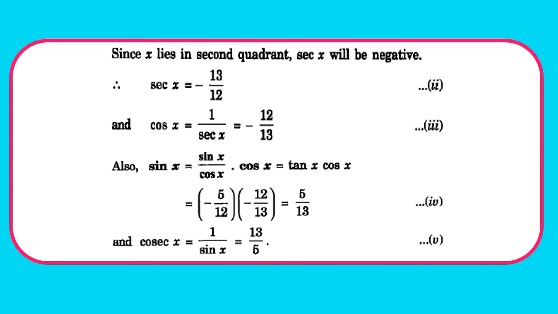Now sin x equals what? Sin x can be written as sin x upon cos x into cos x. That is sin x upon cos x, which is tan x. So this becomes tan x multiplied by cos x. And we have the value of tan and cos.